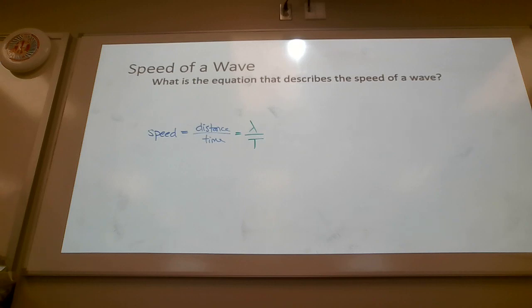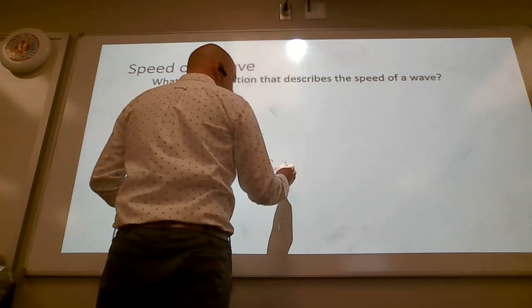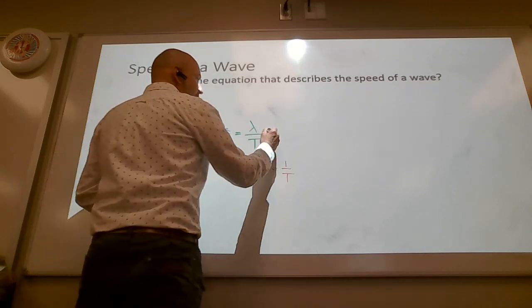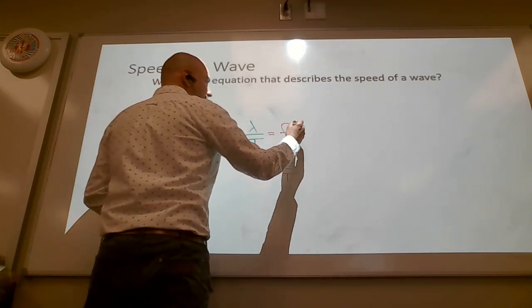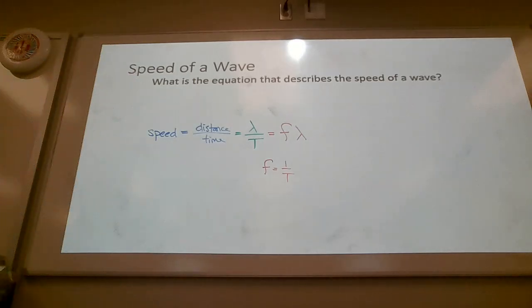But we also know that frequency is equal to the inverse of the period. So this can also be found by saying the frequency times the wavelength. Good with that? All three of those are valid.